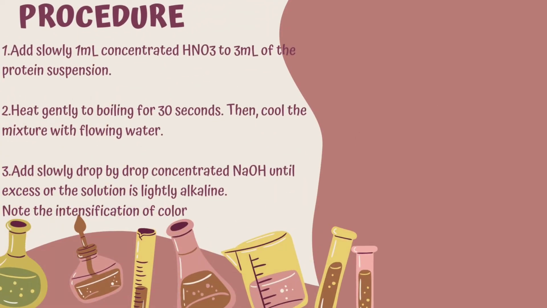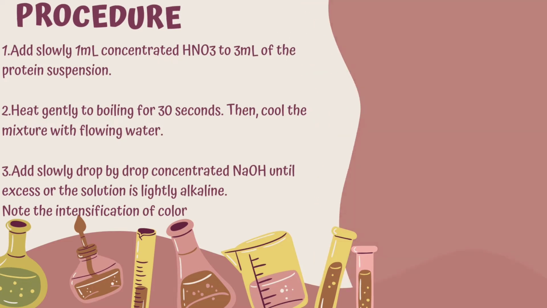Procedure. Step 1. Add slowly 1 ml concentrated nitric acid to 3 ml of the protein suspension. Then heat gently to boil for 30 seconds. Then cool this mixture with flowing water. Step 3. Add slowly, drop by drop, concentrated sodium hydroxide until in excess or the solution is slightly alkaline. Then note the intensification of color.